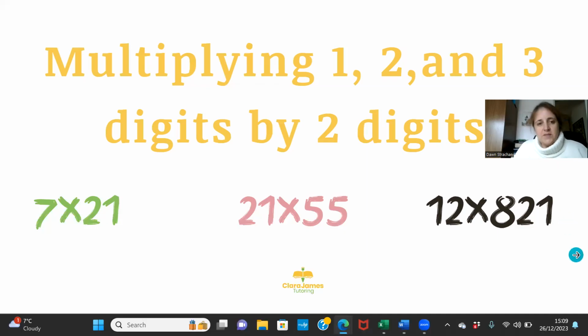Hello and welcome to this video on multiplying 1, 2 and 3 digit numbers by 2-digit numbers. For each of them, I've got 3 examples. So if at the end of the first one you're kind of thinking, if by the end of the second one you kind of think, by the end of the third one you'll hopefully be thinking, yep, got it.